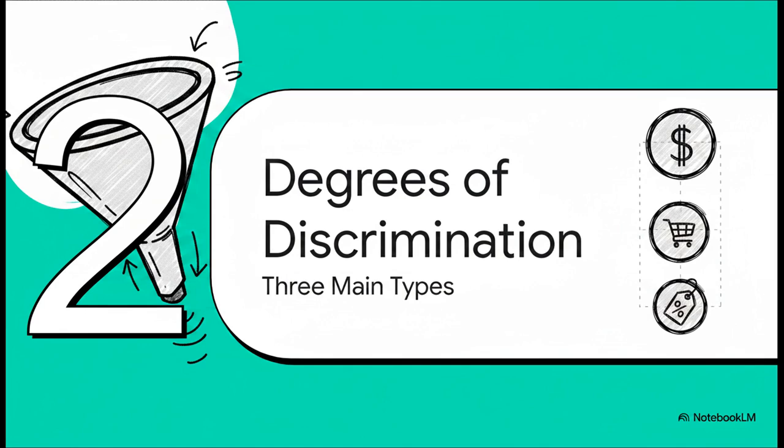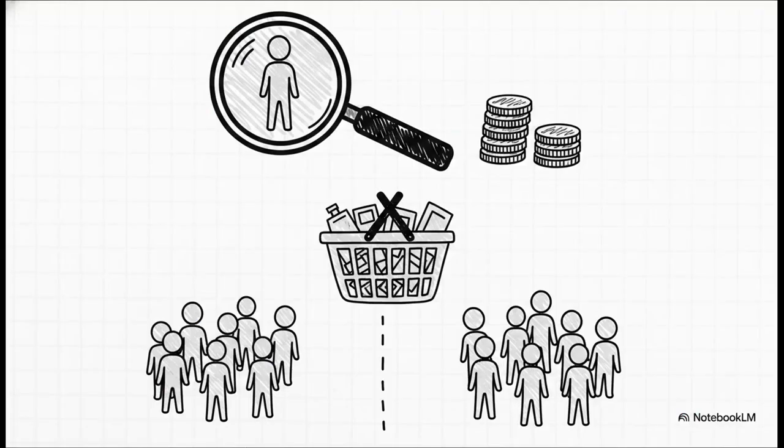Okay, moving on to Section 2, the 3 degrees of discrimination. Retailers aren't just out there guessing blindly. They deploy this in 3 very specific degrees. We've got first degree, which is perfect personalized pricing, second degree, or menu pricing, and third degree, which uses broad group categorizations. Let's break these down with some real-world examples so they stick in your head for the exam.